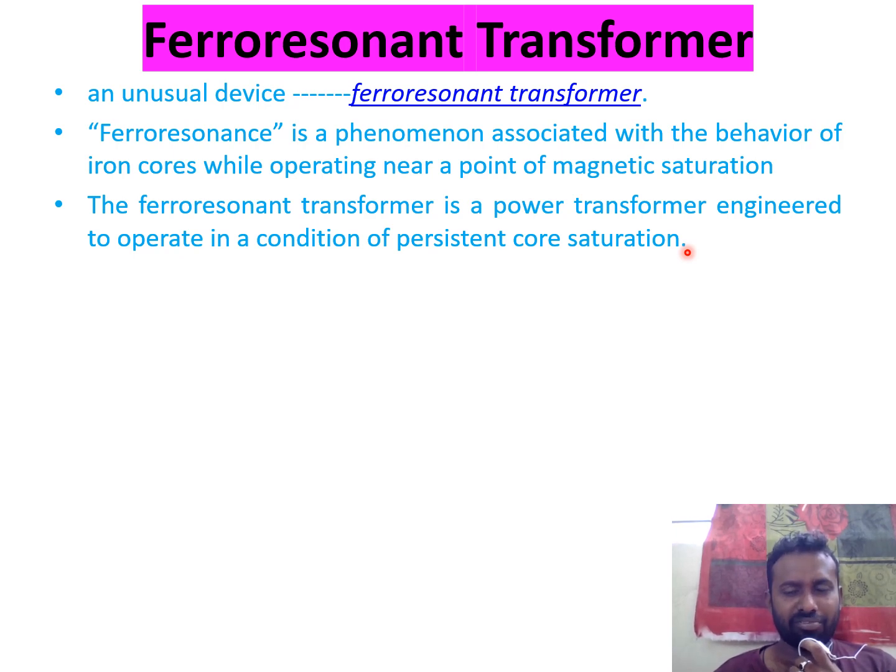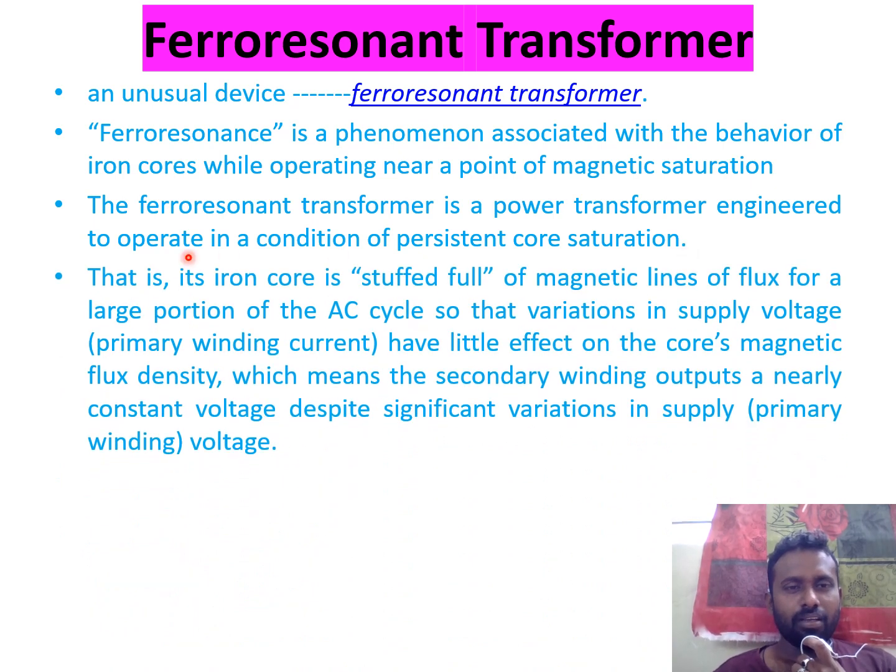Although this is not a part of your syllabus, I just want to put a light on it because it's one of the practical important transformers that's used. That is, its core is stuffed full of magnetic lines of flux for a large portion of the AC cycle, so that the variations in supply voltage have little effect on the core's magnetic flux density, which means the secondary winding outputs a nearly constant voltage despite significant variations in the supply.